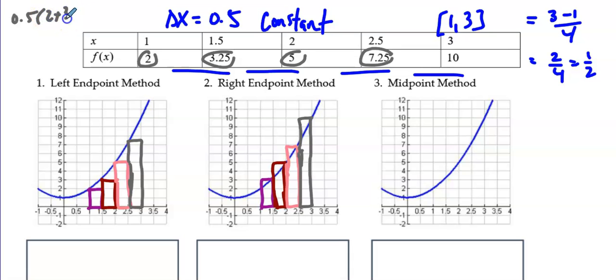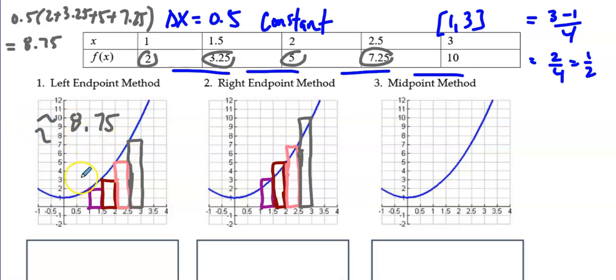So we're going to do 2 plus 3.25 plus 5 plus 7.25. And then we're going to get that this value is 8.75. So the approximation for this Riemann sum of the curve from 1 to 3 is approximately 8.75. We also know that it's an underestimate, right? We know this is going to be under because our function is strictly increasing, and for a strictly increasing function, our rectangles on a left Riemann sum are always going to be underneath the curve because we did not incorporate these 3 little triangle-ish looking things right here.